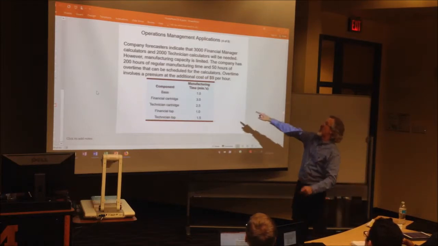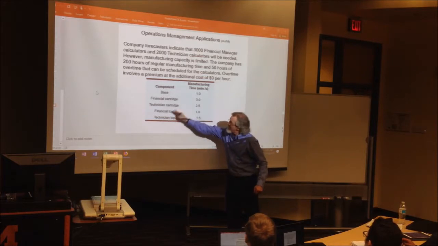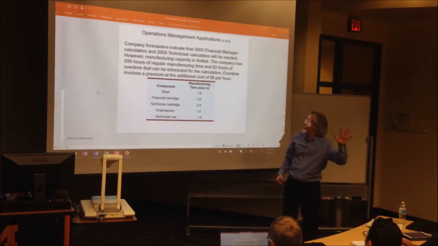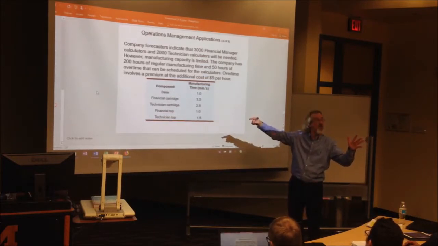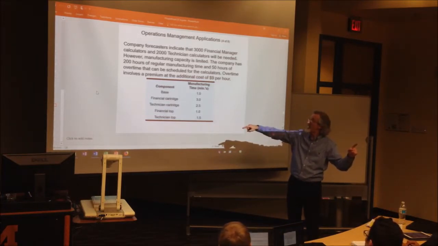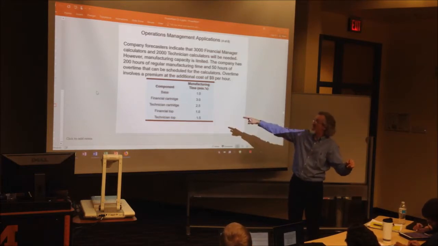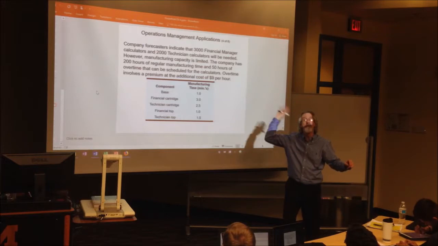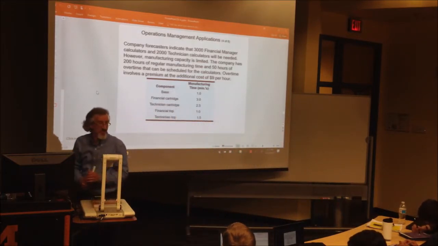How many financial cartridges we're going to make? How many technician cartridges we're going to make? How many financial tops we're going to make? How many technician tops we're going to make? Is that 5? How many bases we're going to buy from our subcontractor? That's 6. How many financial cartridges we're going to buy from the subcontractor? 7. How many technician cartridges, how many financial tops, how many technician tops we're buying from the subcontractor? We have 10 variables, 10 decisions.